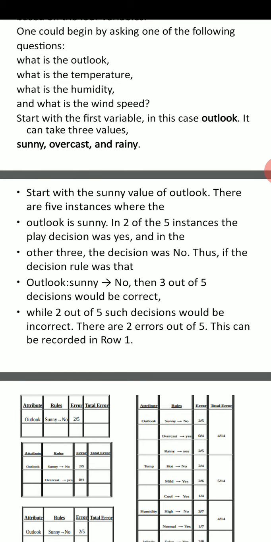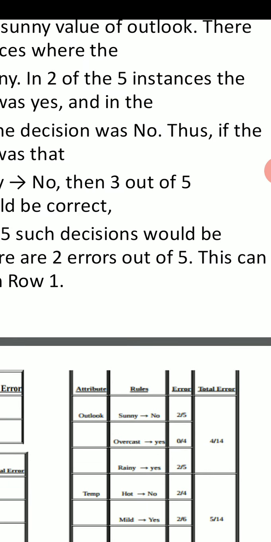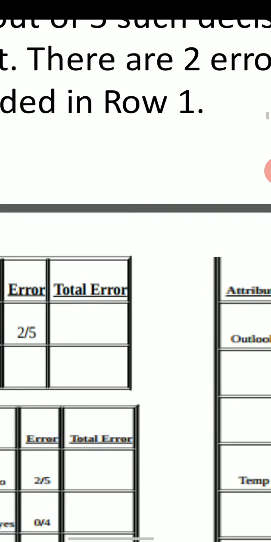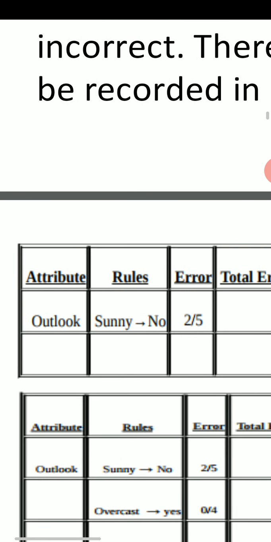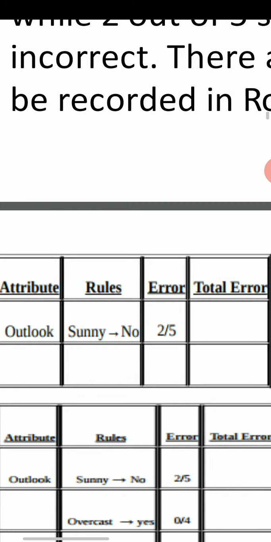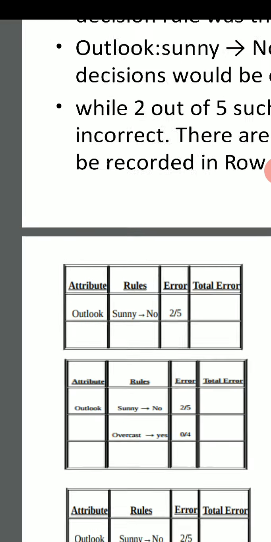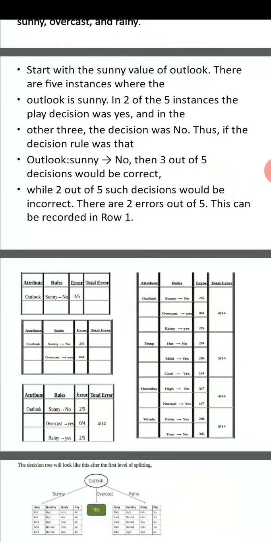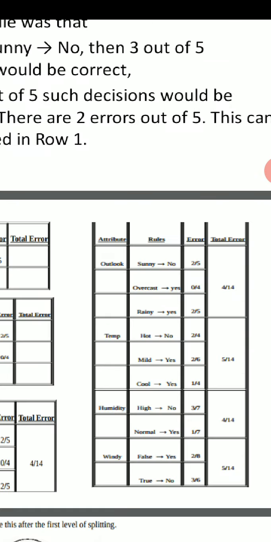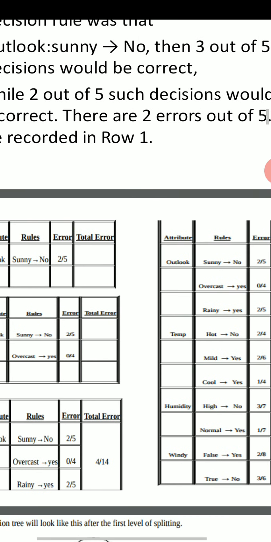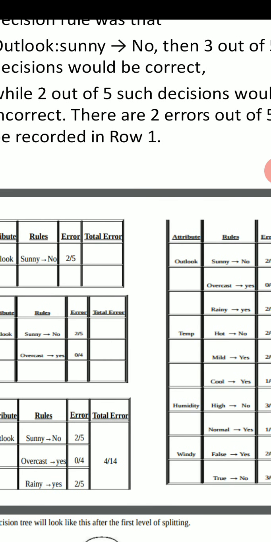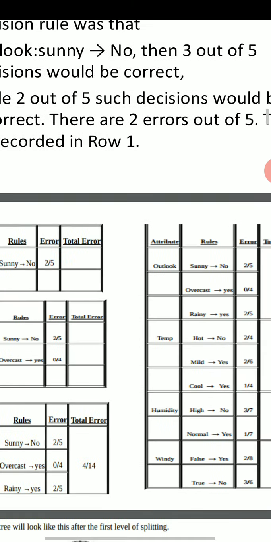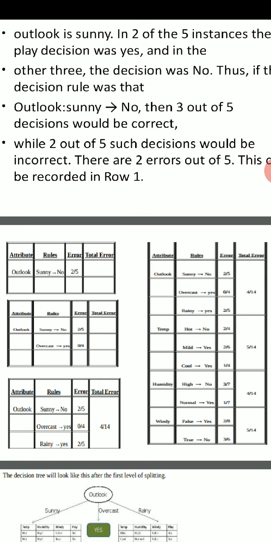This can be recorded in row number 1, that is outlook sunny no 2 by 5. How did we get that 2? While 2 out of the sunny decisions would be incorrect, hence there are 2 errors out of 5, that is in our first row.